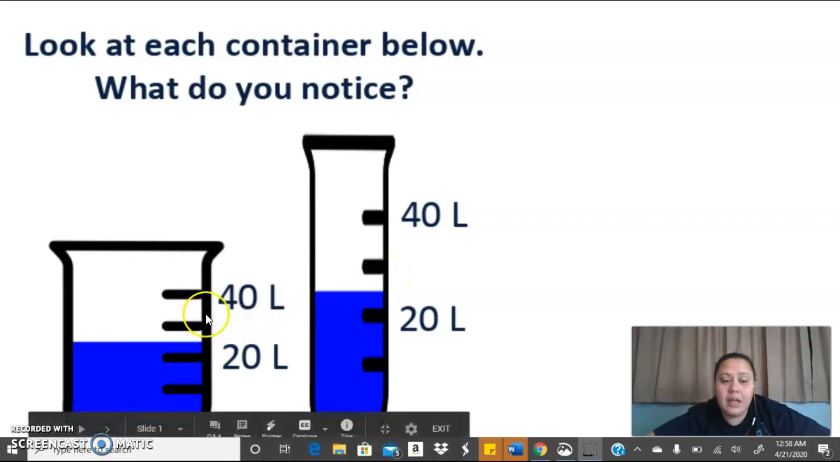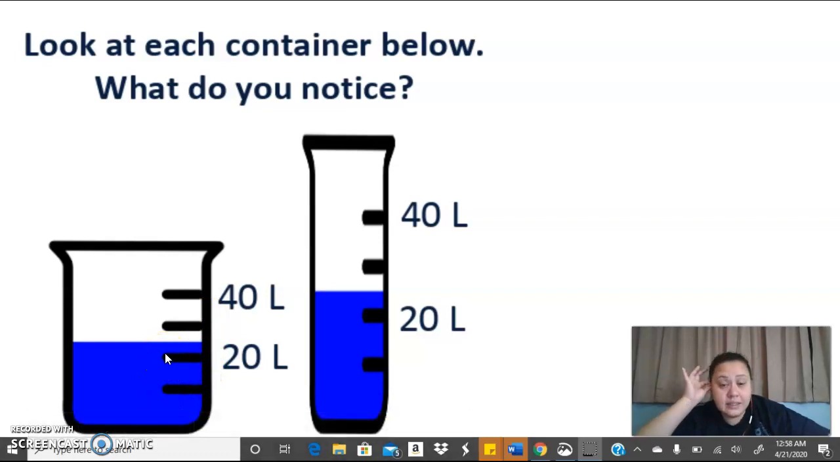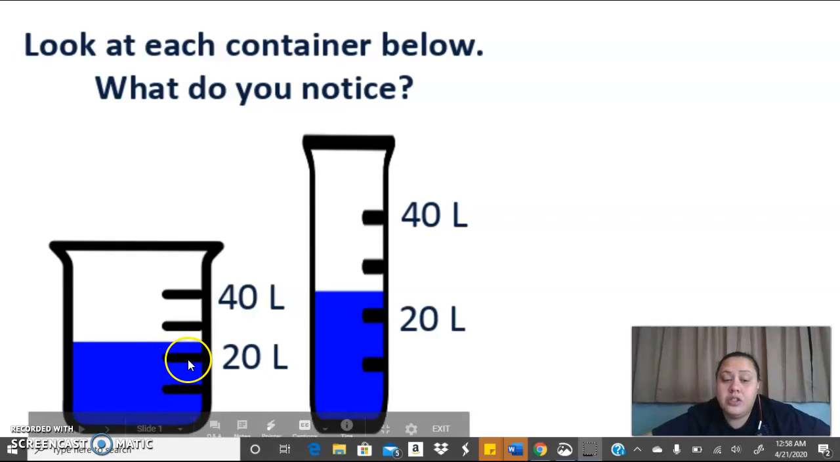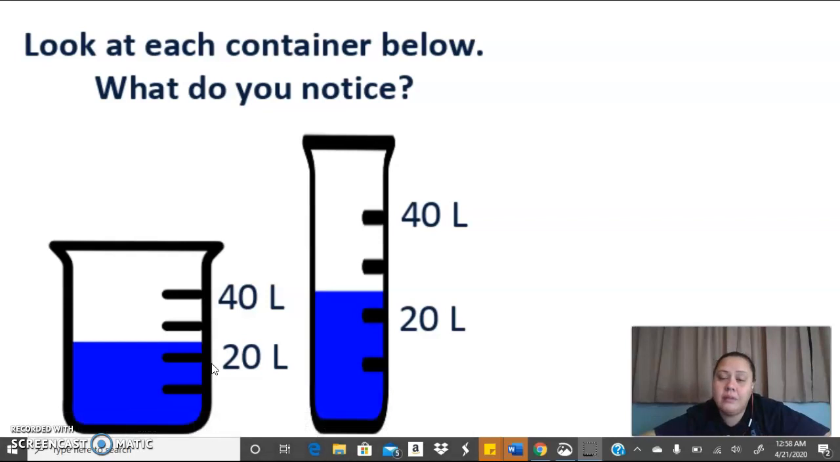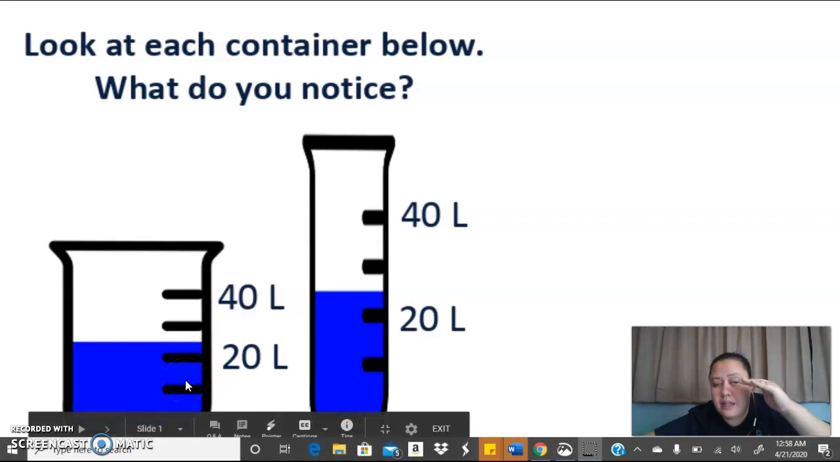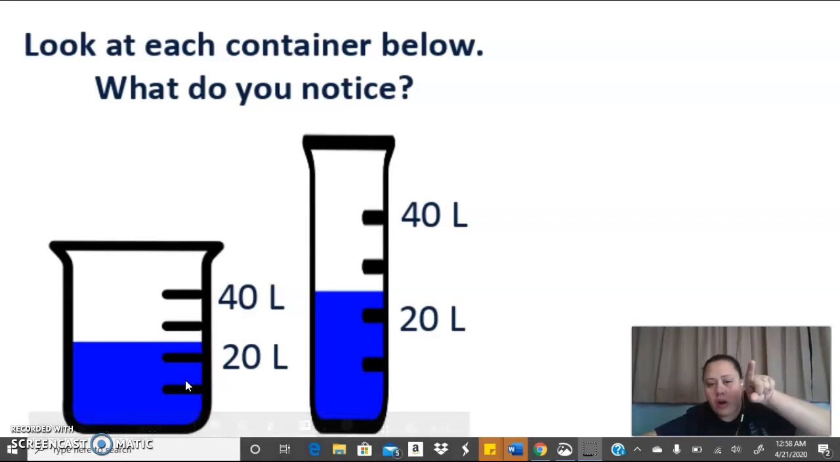Okay, so when we are looking at graduated cylinders, you want to pay attention to where the lines are and how they're counting by, because it's not always counting by ones. In fact, most of the time you wouldn't want it to count by ones because the lines would be so close together and you would have to really take notice of what line the water is touching. So usually they count by twos, by fives, by tens, even by 20s.